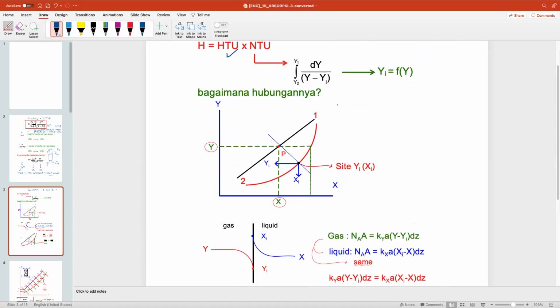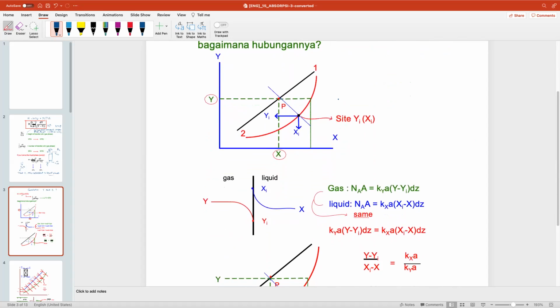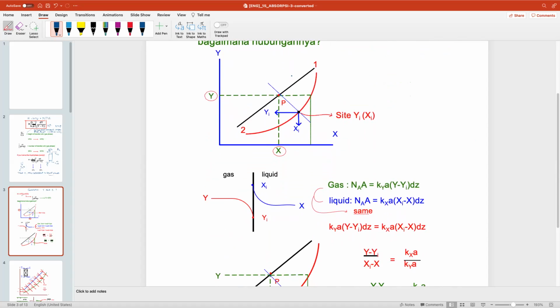And then let's look at the graph. Okay, what is this black line here? Anyone? The equilibrium line? Nope, the black one. Operating line. Yeah, that's good. So which one is the equilibrium line, Kevin? The red one, ya Bu. Yeah, that's right. So this is the red one, the equilibrium.